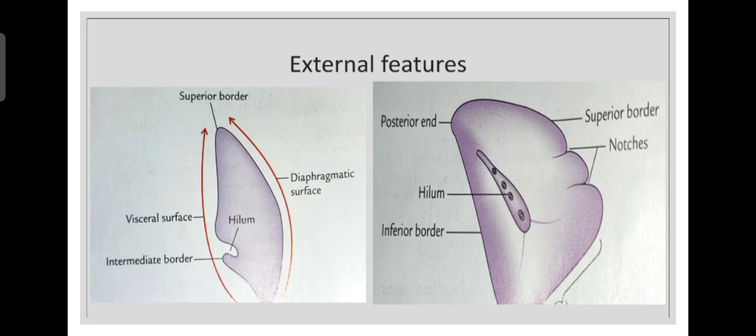Then pancreatic impression. It is present in the intermediate border, where we have the hilum, that consists of the tail of pancreas.